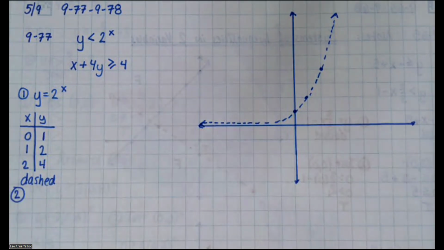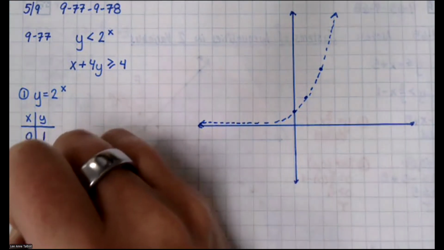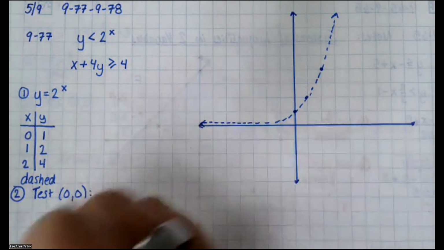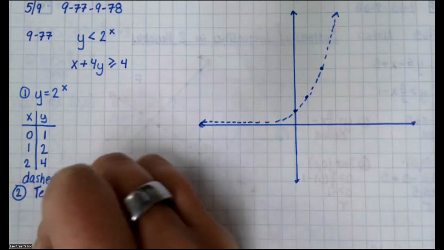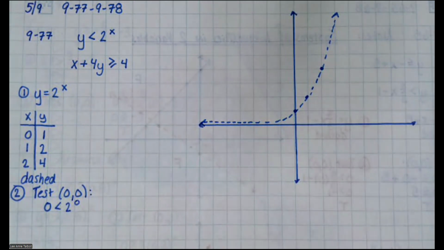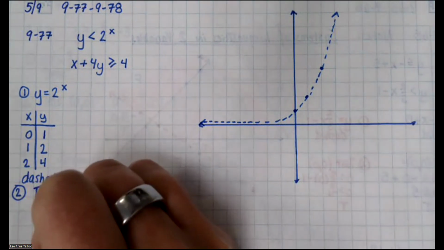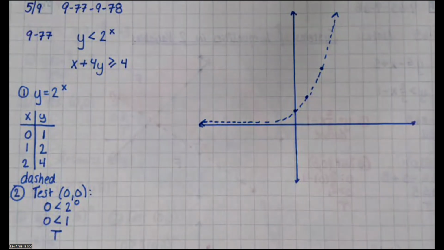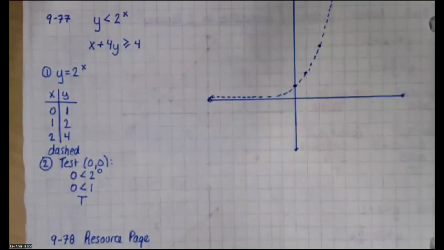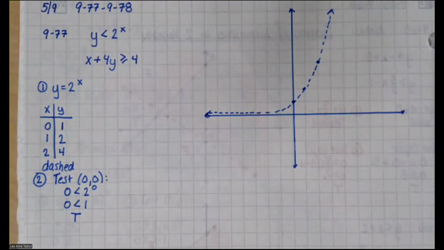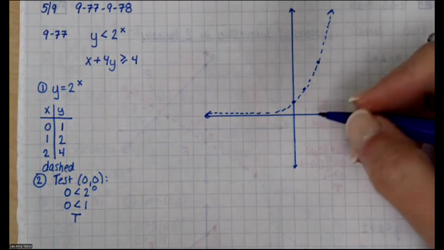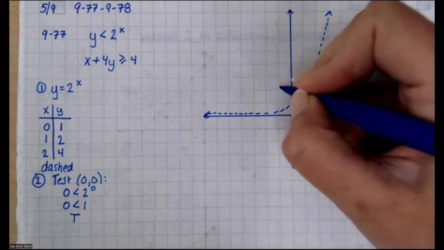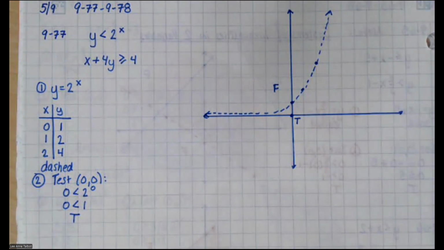Is 0, 0 okay to test? Yes, okay. 0 is less than 2 to the 0. 0 is less than 1. True. No, where it's like a curve, no. Just a regular line. Okay, so this is true at 0, 0. This is false.